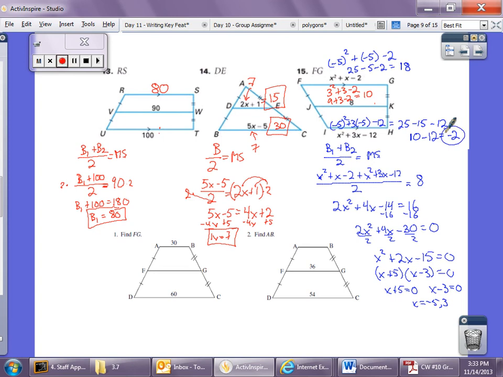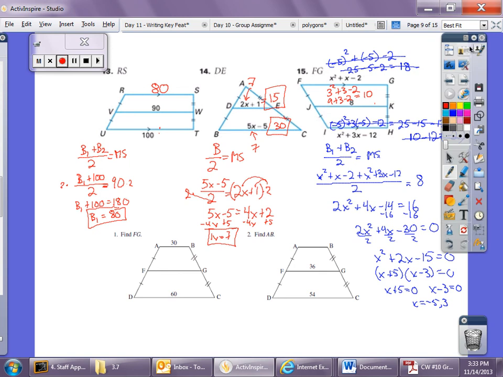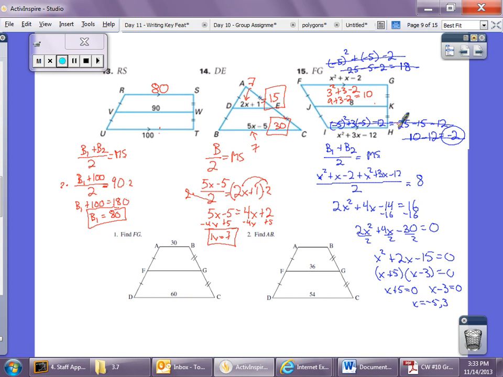Well, can we have a side length that's negative 2? I don't think so. So what we have to rule out is we can say that this negative 5 is not a solution. Can't be, because we can't have one side be positive and one side be negative. And then we can check the second one. The second value was 3. Well, 3 squared plus 3 times 3 minus 12. 9 plus 9 minus 12, that's 6. So that gives us a value. So we can say that FG is 10 and IH is 6.